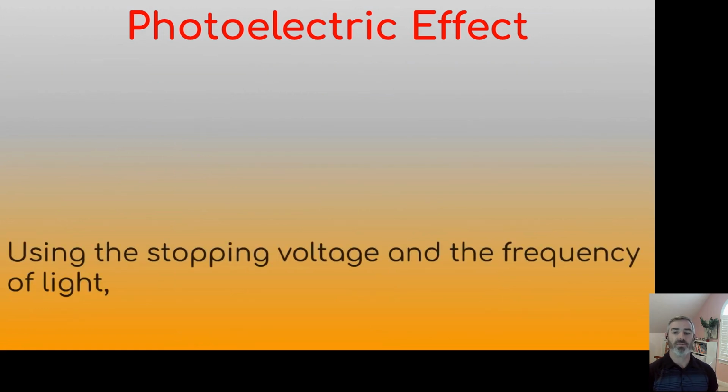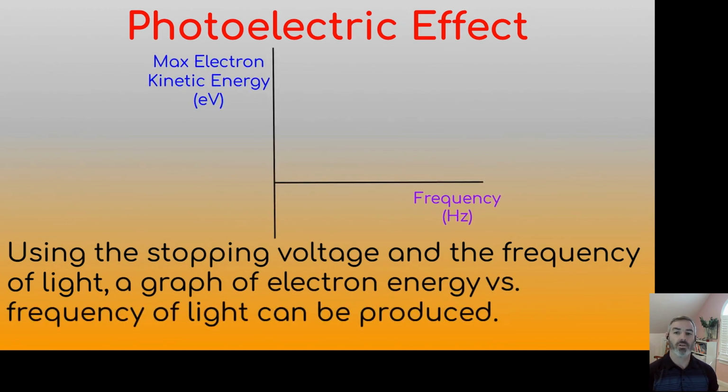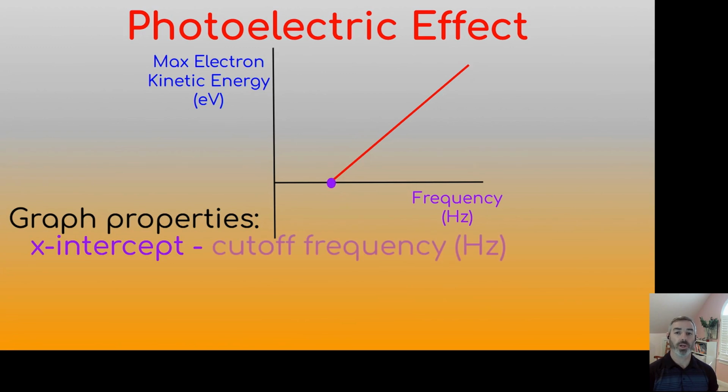Now, if we use the stopping voltage and the frequency of light, a graph of electric energy versus frequency can be produced. That graph was a direct relationship that stops at the horizontal axis at some value. Now, if we look at the graph properties, the x-intercept is known as the cutoff frequency.